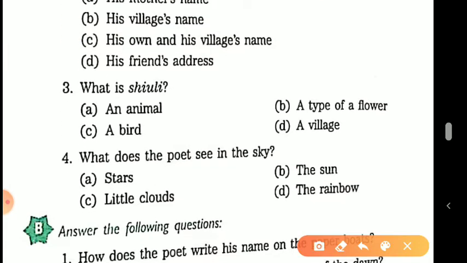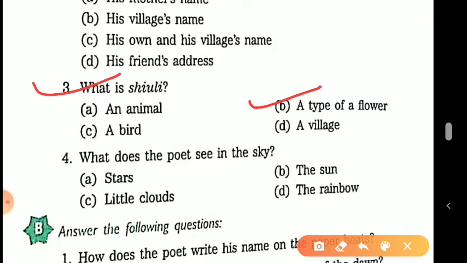Now question number 3. What is Shivli? Option A, an animal. Option B, a type of flower. Option C, a bird. Or option D, a village. Answer: option B, a type of flower.